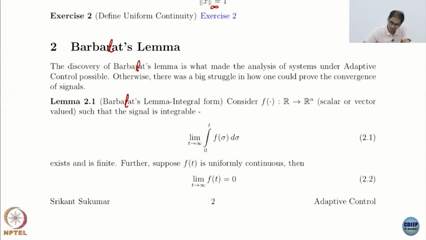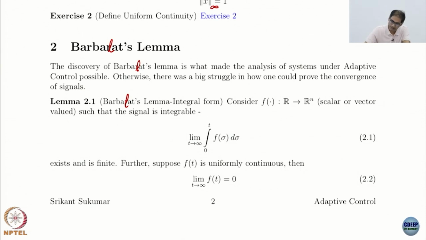Here Barbalat's lemma is going to state an equivalent result, but not necessarily for autonomous systems. You do not have to have an autonomous system. But again, this is only generalizing the Barbashin-Krasovskii-LaSalle theorem, not the LaSalle invariance. LaSalle invariance is completely different and way more general because it is talking about convergence to a compact set. Barbalat's lemma does not do anything like that.